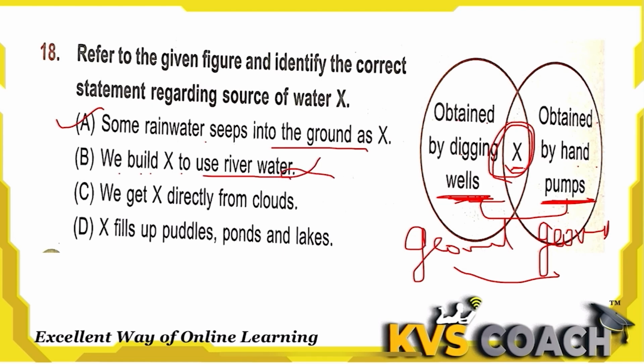No, this is wrong. We get X directly from clouds. No. We get water from the rain. X fills up puddles, ponds and lakes. Wrong, this is also wrong. X is the groundwater. It is, yes. From where do we get it? We get it from the raindrops. So option A is the only right answer.